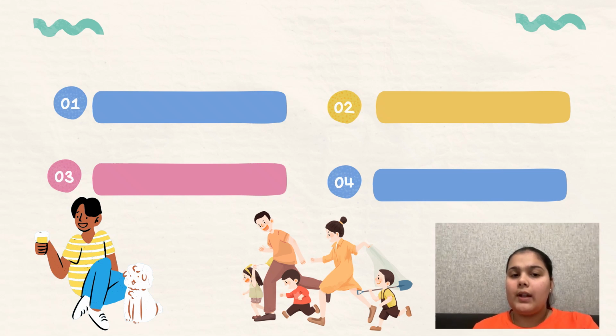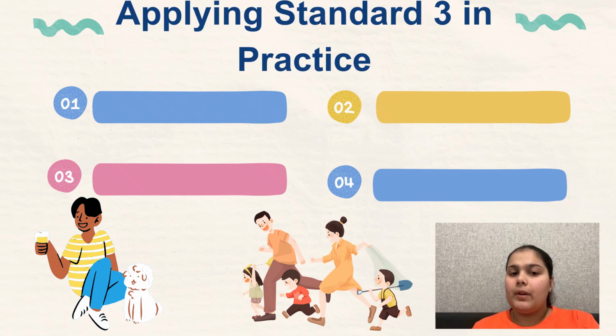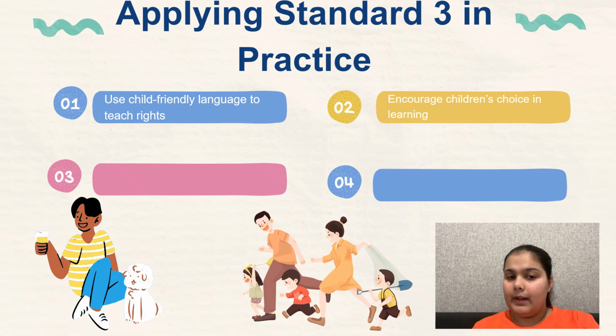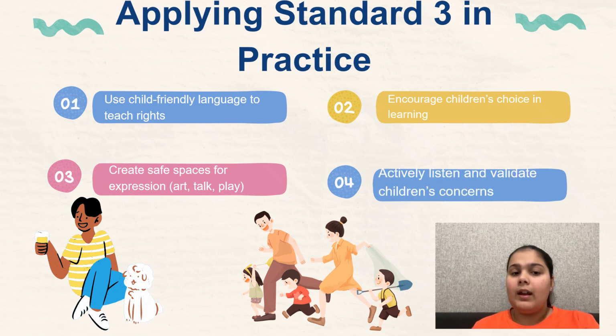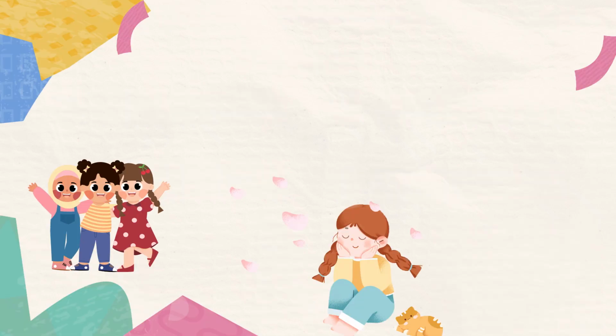Now, on to slide 13. How do we apply this in real life? We can use child friendly language to talk about rights, let children make choices in their learning and play, create spaces where children can express themselves through art, storytelling, or talk, and truly listen to them, not just hear them. This helps them feel safe, confident, and respected.